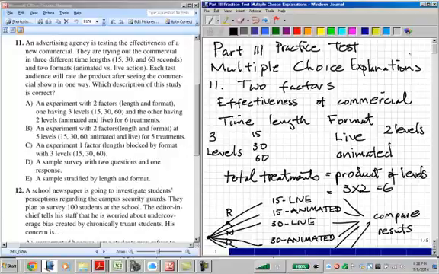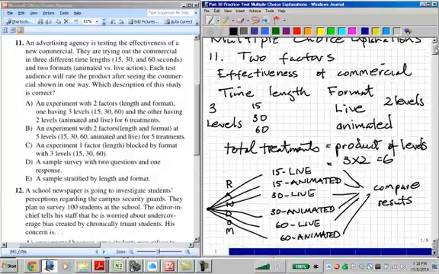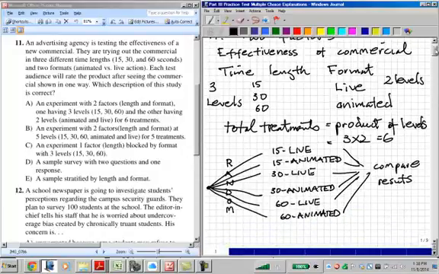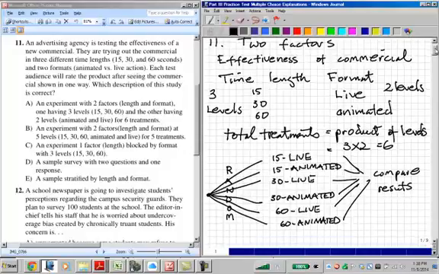The time length and the format. There are 3 levels for the time length factor and 2 levels for the format factor, for a total number of treatments, which is the product of the numbers of the levels. So the total number of treatments is going to equal 3 times 2. This is the multiplication counting principle when you have a number of choices.